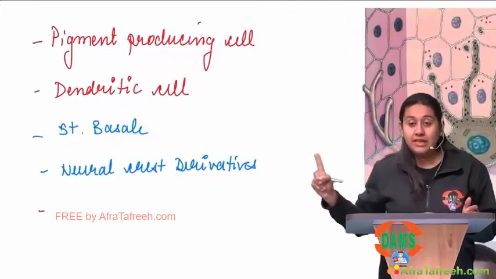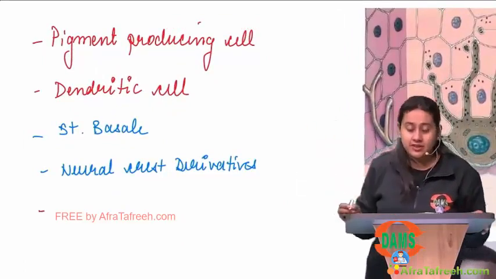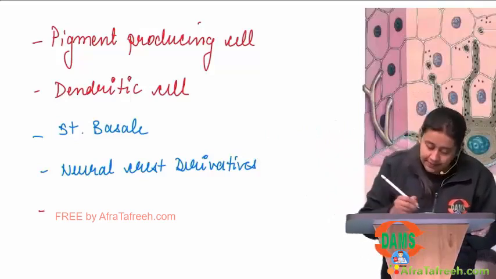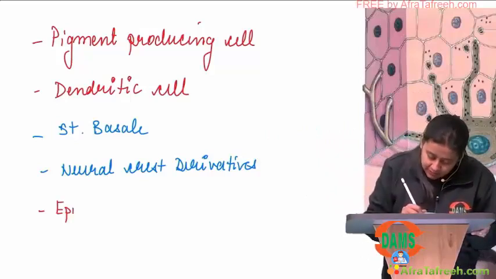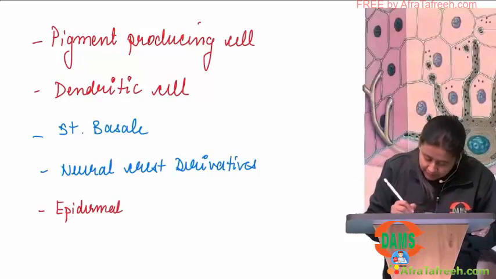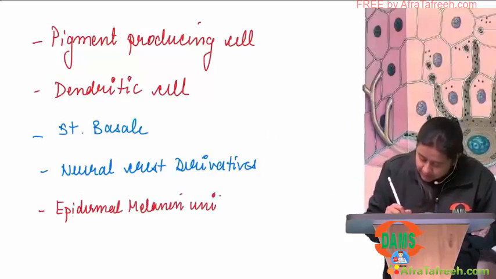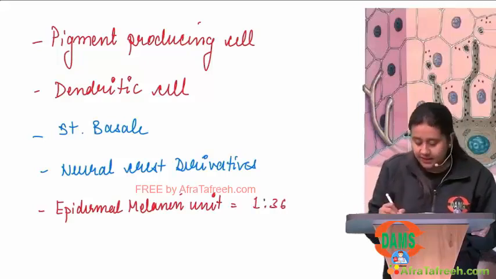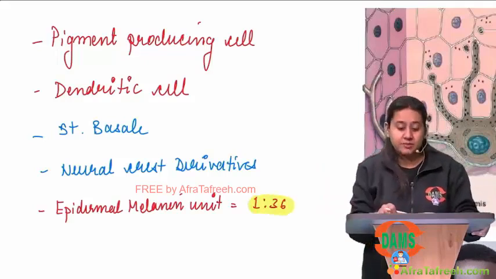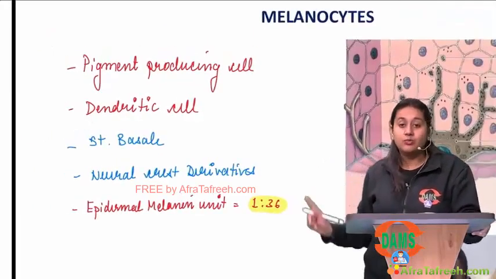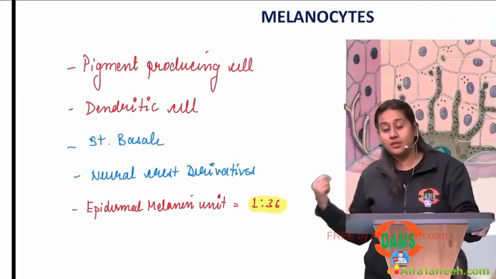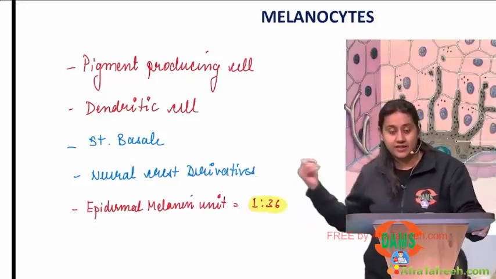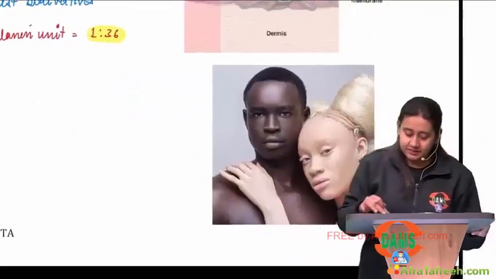One melanocyte gives color to 36 keratinocytes, and this is known as the epidermal melanin unit, which is 1:36. Again, it's a very important exam question. I've seen a lot of questions being asked on how many keratinocytes receive color from a single melanocyte. So it is 1:36.